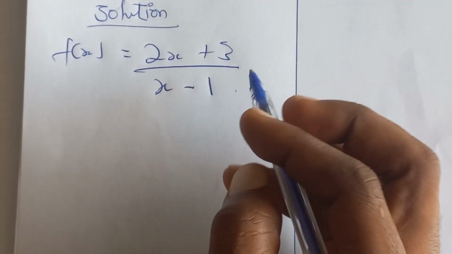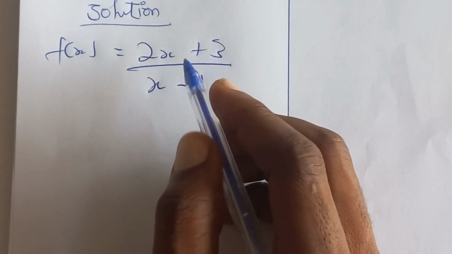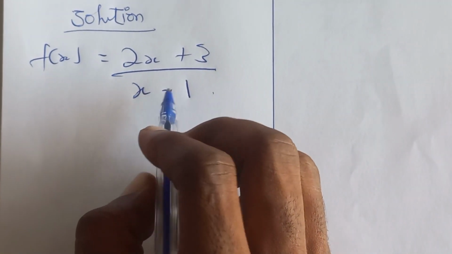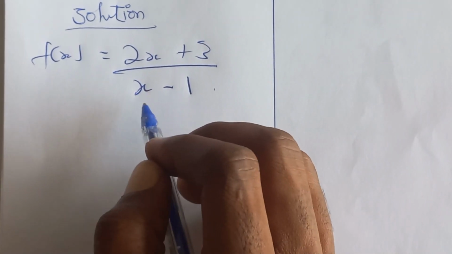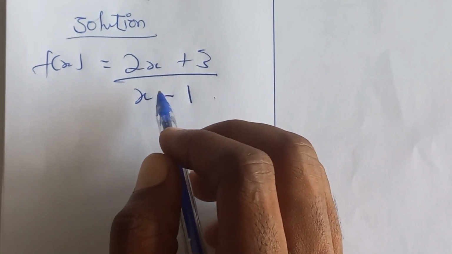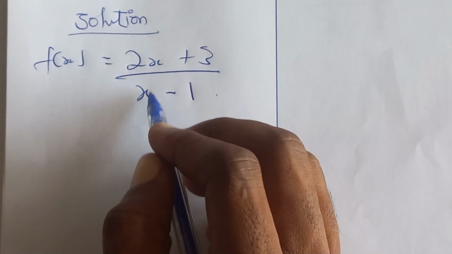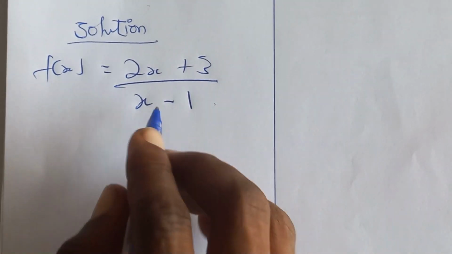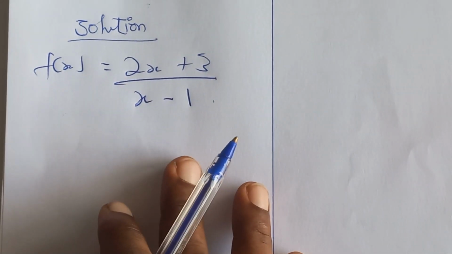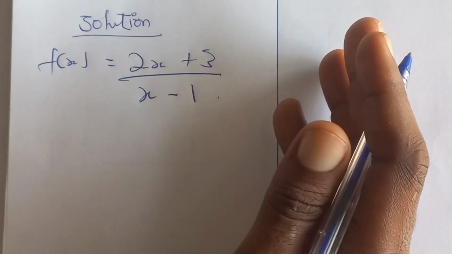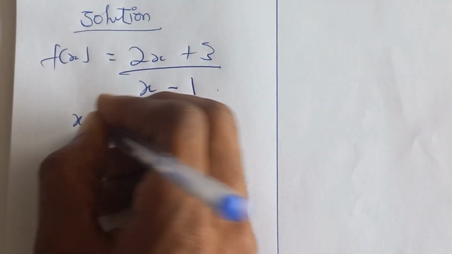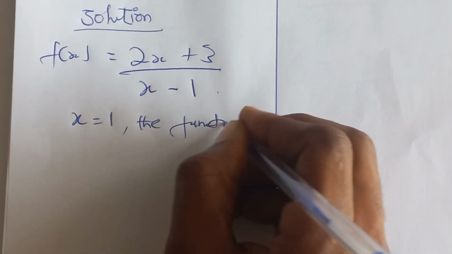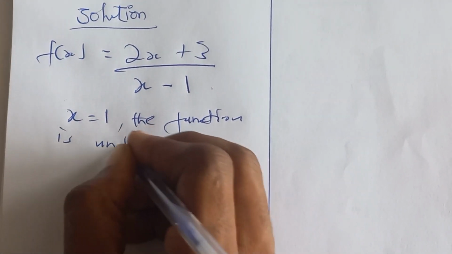And this one, we have to make sure that the denominator will not become 0. Okay, when it becomes 0, it means the function is undefined because the denominator becomes 0. So when x is equal to 1, this whole function is undefined because the denominator will be equal to 0. Good. So we have analyzed this, say that when x is equal to 1, the function is undefined.